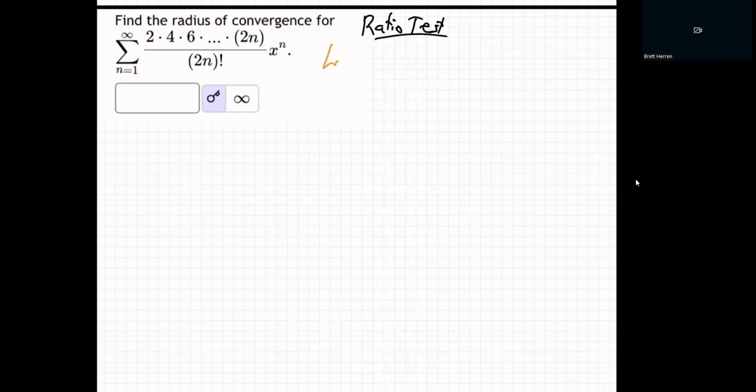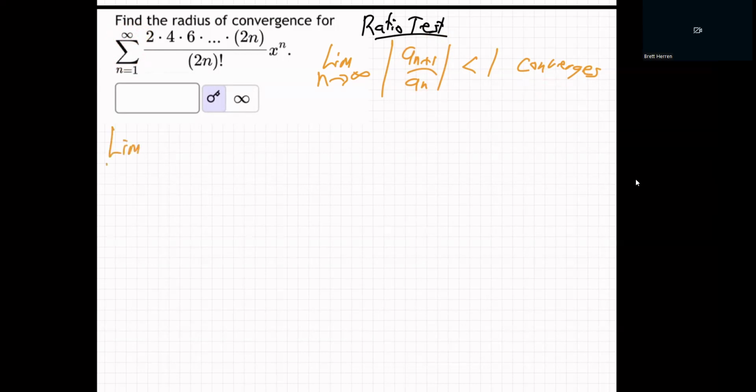What is a ratio test? It says the limit as n goes to infinity of the absolute value of a sub n plus 1 over a sub n. Whenever that's less than 1, the series converges. Whenever the next term over the previous term, that ratio, is lower than 1, that means the next term is smaller than the previous term. The terms are getting smaller. They'll add up to a finite sum. It'll converge. Okay, so let's do it.